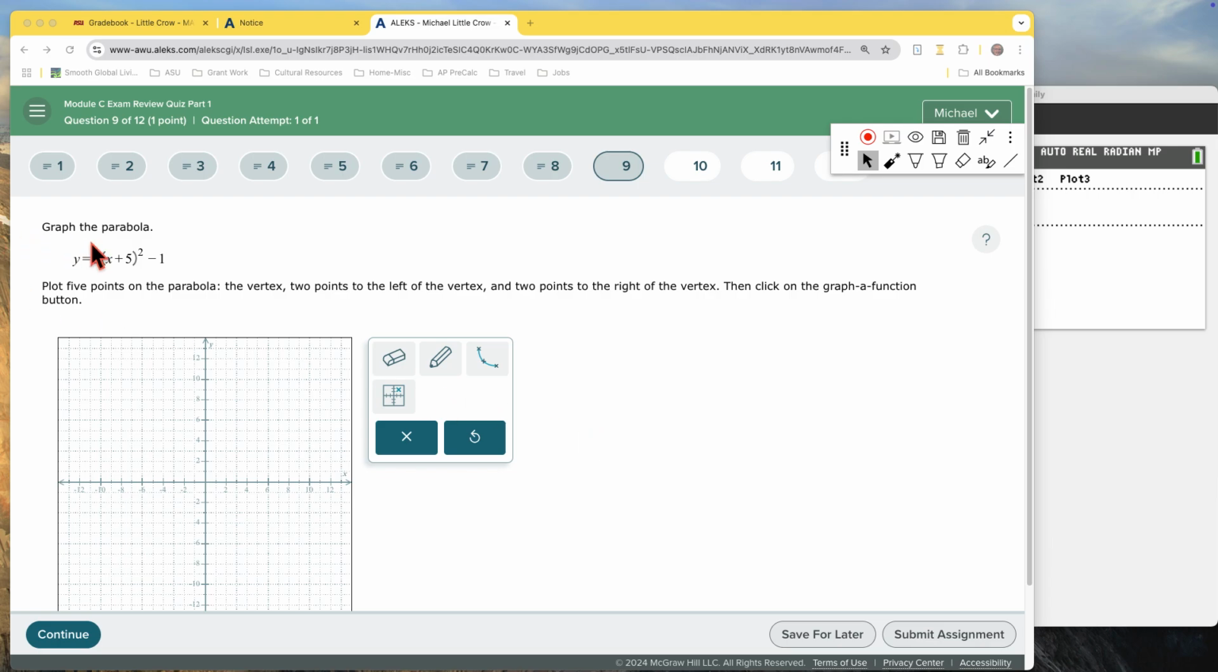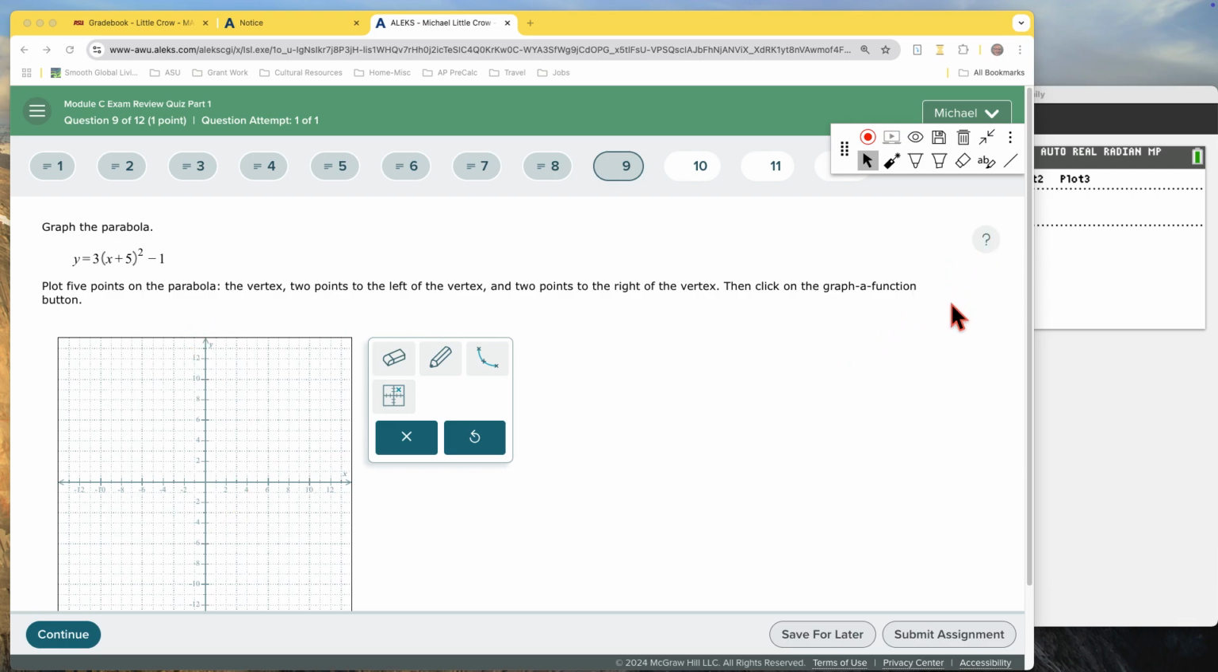We're supposed to graph the parabola. We're supposed to come up with 5 points on the parabola: the vertex, 2 points to the left of the vertex, and 2 points to the right of the vertex. Then click on the graph function.